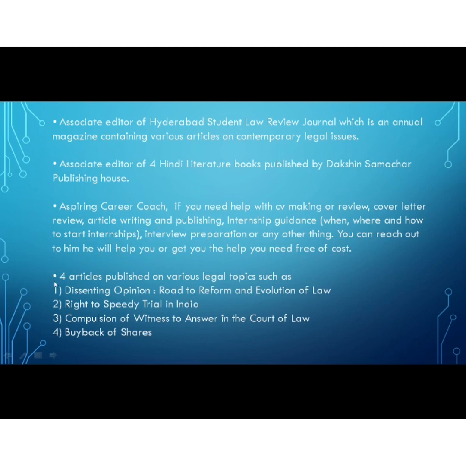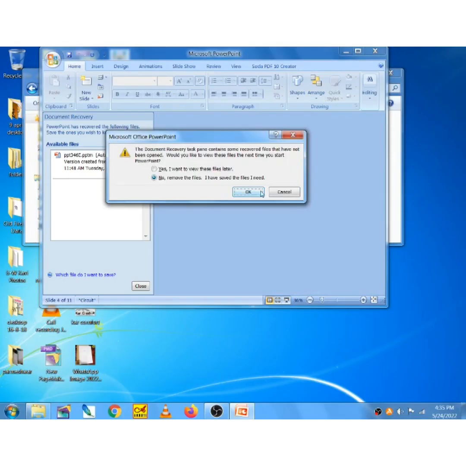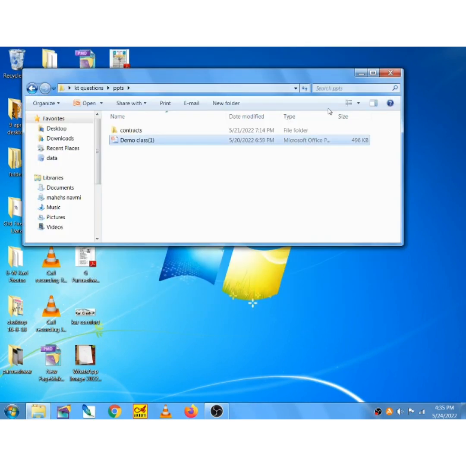Next, my 4 articles have been published on various legal issues such as dissenting opinion, right to speedy trial, compulsion of witness, and buyback of shares. So today I am going to be taking a demo class on contracts law 1.